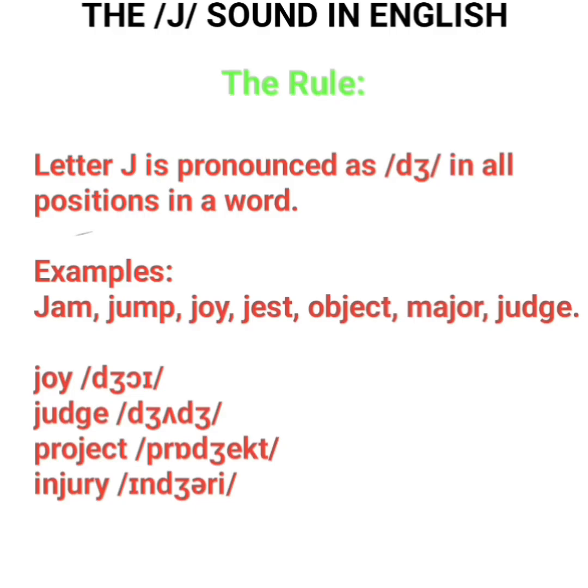Irrespective of where you find the letter J, it gives the J sound. Jam, jump, joy, jest, object, measure, judge. You don't need to worry yourself as far as J is concerned. J is always pronounced as J, and this is the symbol to represent it as stated here. So that is about letter J.